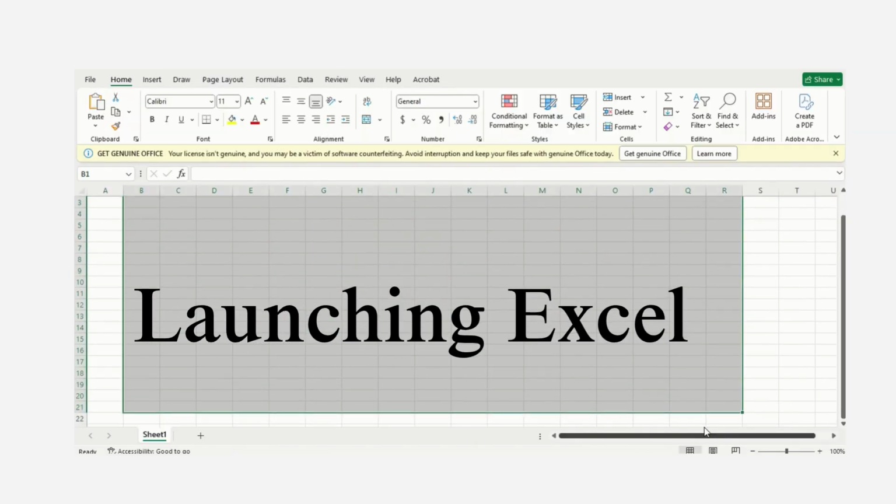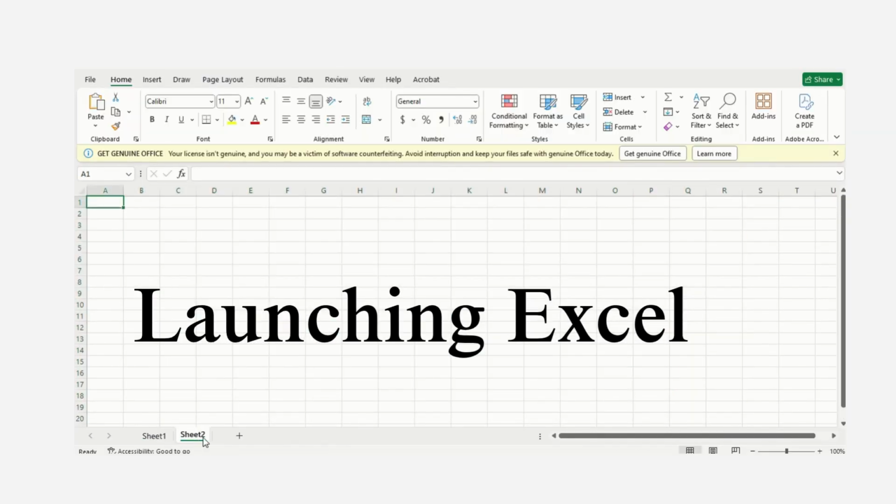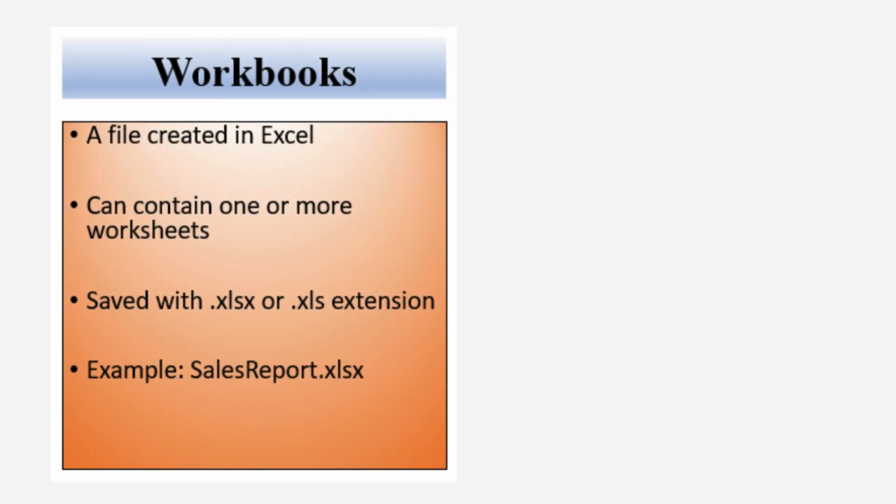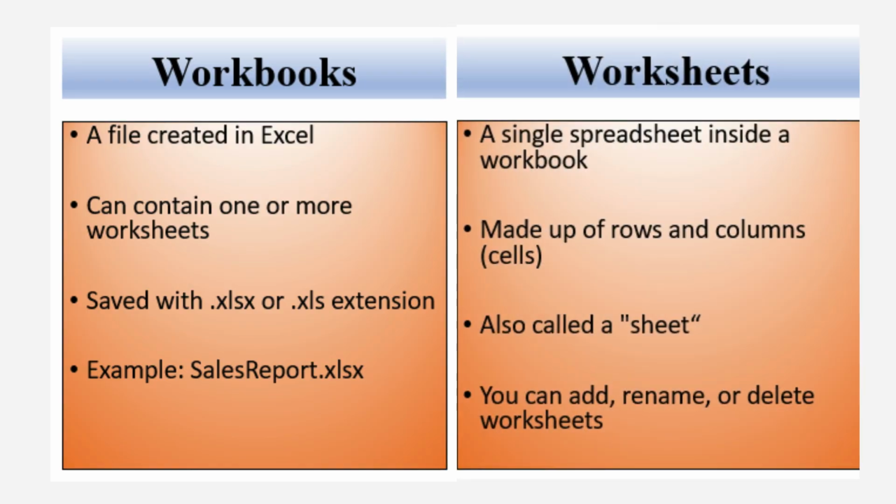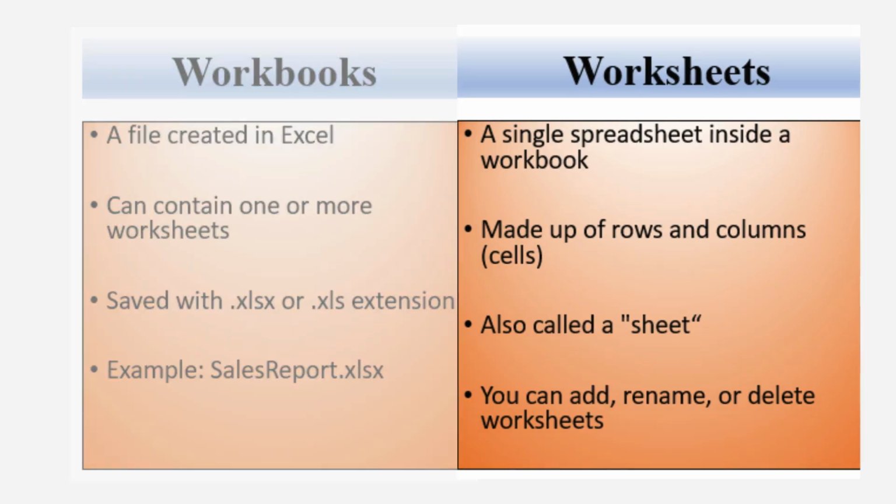When you launch the program, you can choose a blank workbook or a pre-made template. Excel is organized into workbooks and worksheets. Workbooks are the main files that we work in Excel, and it is saved with an XLSX extension, whereas worksheets are individual tabs within a workbook that contain a grid of cells, allowing us to organize and analyze the data.